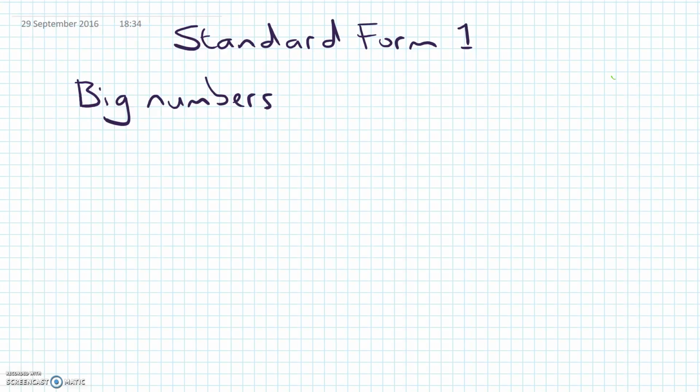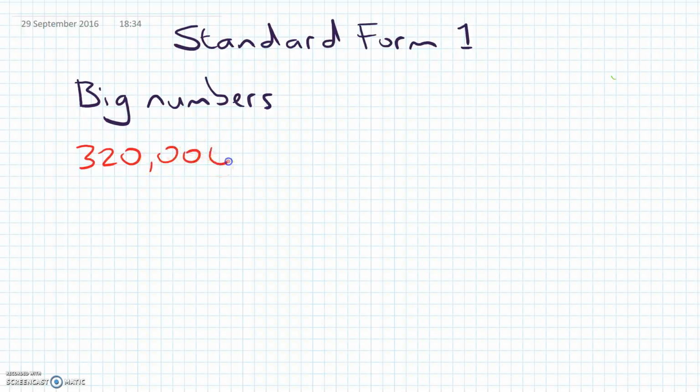Okay, so today we're going to be looking at standard form, and we're going to try and use standard form to represent big numbers. So, for example, we could take the number 320,000. How would we use standard form to represent that number? Well, the first thing we'd do is focus on this part of the number here. So, we'll ignore all of these trailing zeros. So, if we just focus on the 3 and the 2, we'll write those digits underneath.